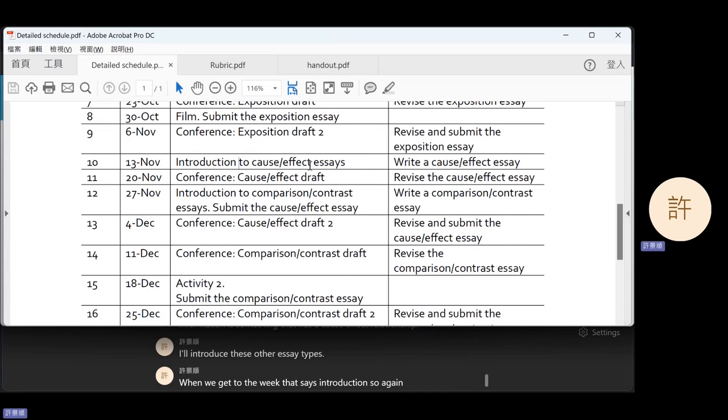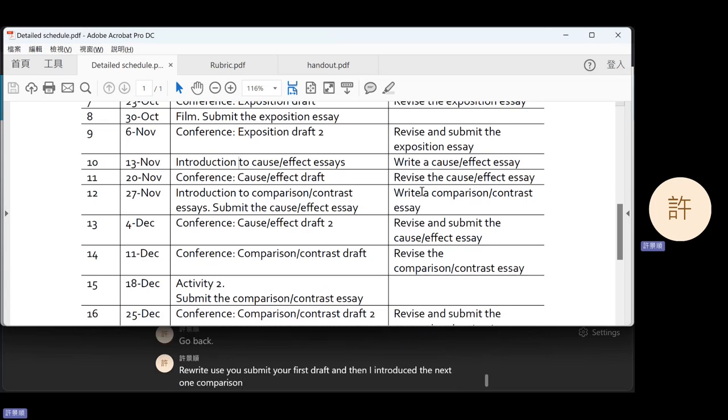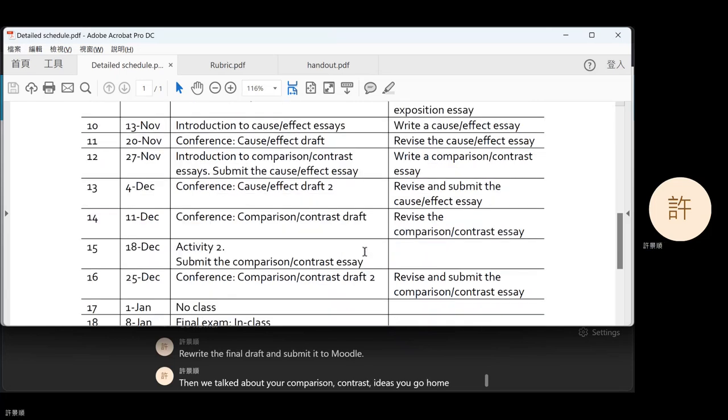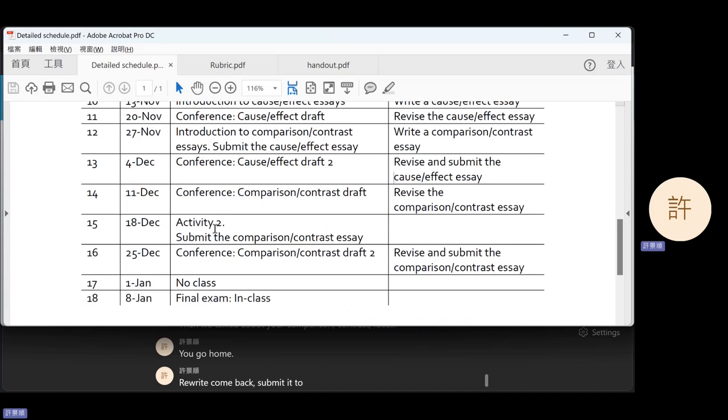So again, after I introduce it, begin writing, we talk about your ideas, go back, rewrite, you submit your first draft, and then I introduce the next one, comparison, contrast, write it, we talk about the draft that I marked of your cause-effect essay, go home, rewrite the final draft, and submit it to Moodle. Then we talk about your comparison, contrast ideas, you go home, rewrite, come back, submit it to Moodle, and that day we will do activity 2. I'm not going to tell you what activity 2 is. You're going to discover that on week 15.